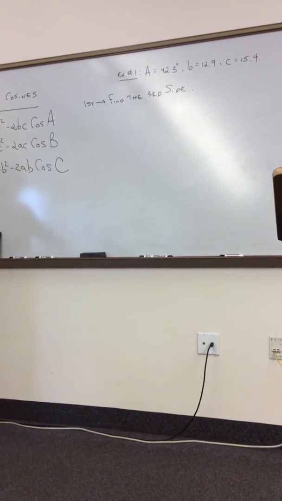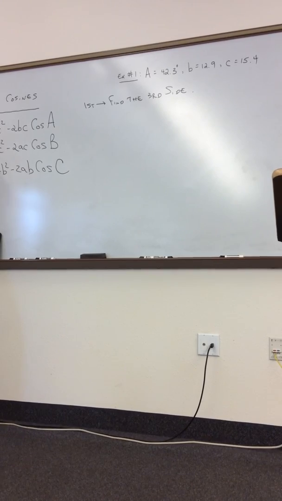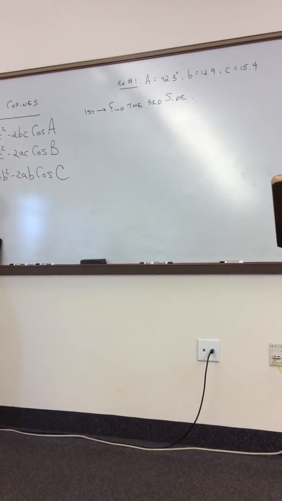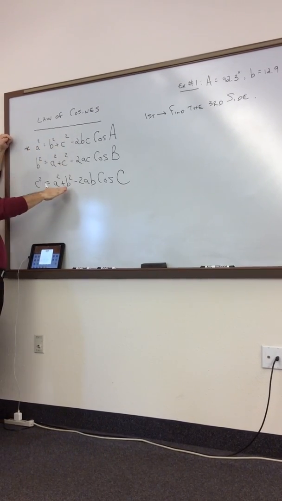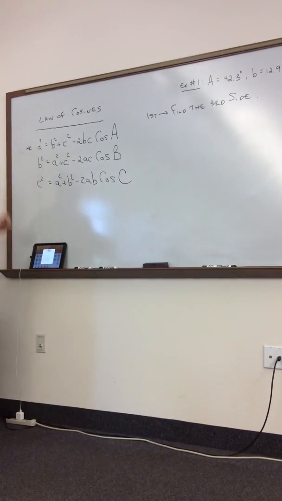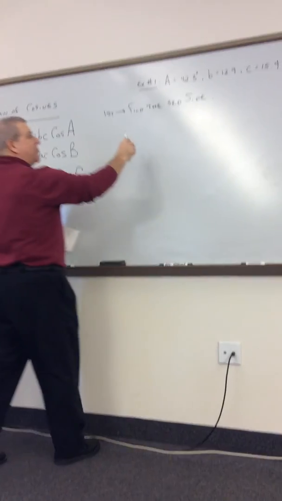So you're going to use this one. Do you see how you know which one to use? This is what you use when you want to find side A. Side B, use this one. Side C, use this one. And remember, you will have all those on a test. Now, this is how you have to do this.